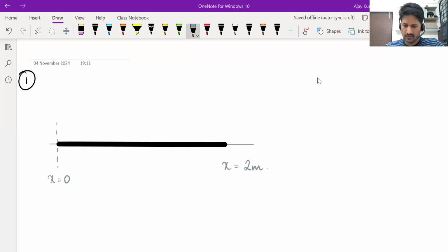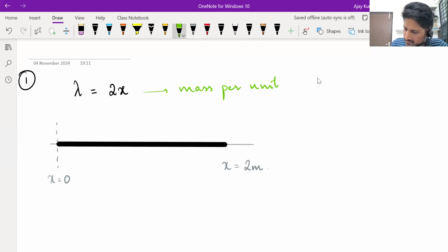Now assume you have a continuous mass distribution like this, which is in the form of a rod. If it's a uniform rod, you know where its center of mass lies. We had discussed that in the last class, that is the midpoint. Suppose this rod's linear mass density varies from point to point. Let's say lambda is equal to 2x, where lambda is nothing but linear mass density, that is mass per unit length.